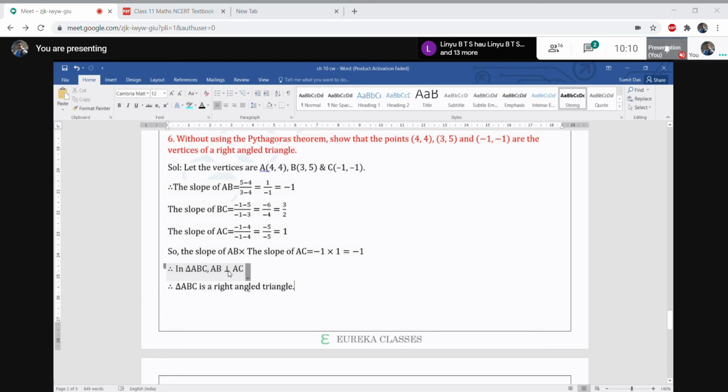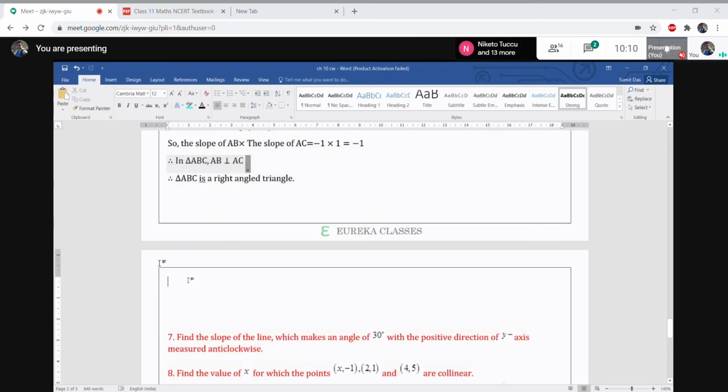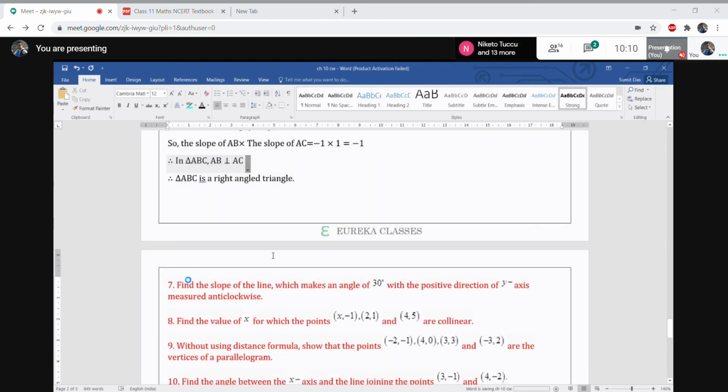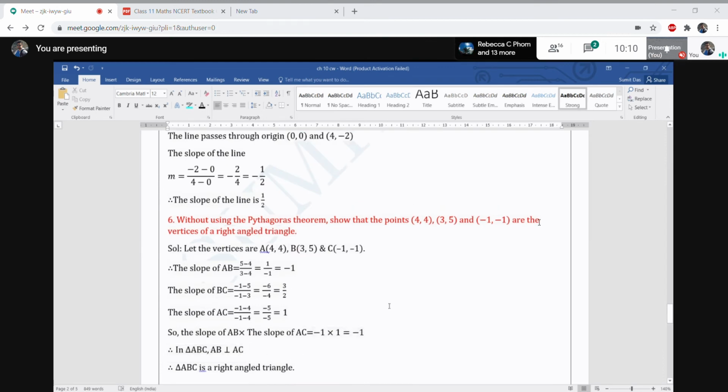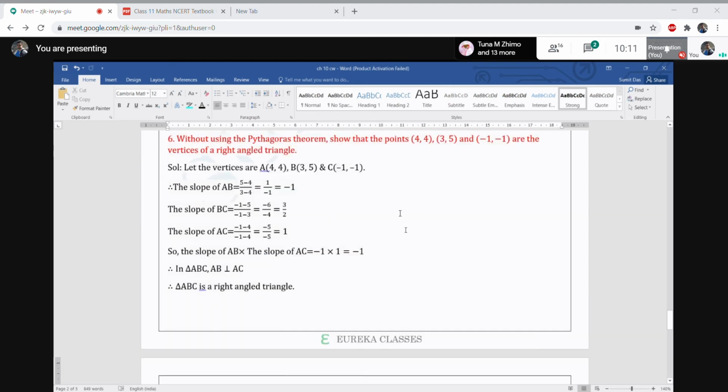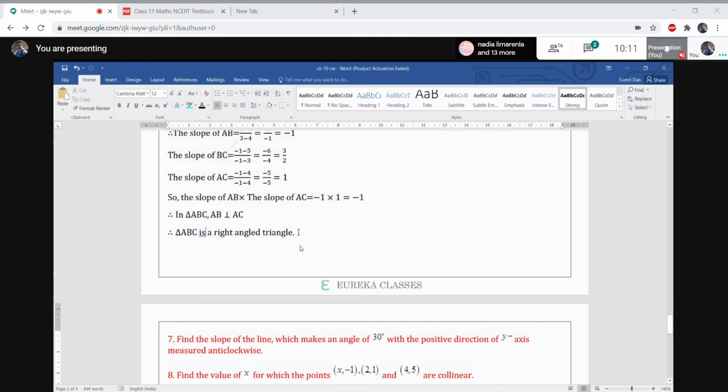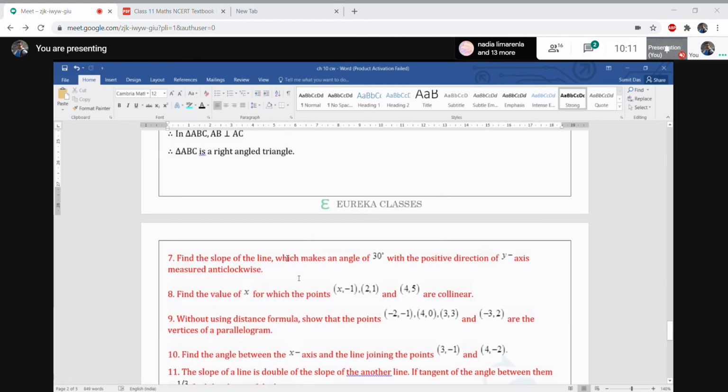Okay, this is a very important problem. Whenever there is a right angle triangle or something, you have to learn like this. You have to do like this. Okay, what is Pythagoras? What is this? What does right angle mean? Or like this. Okay, fine. Next question.